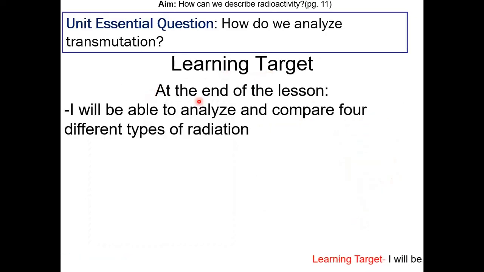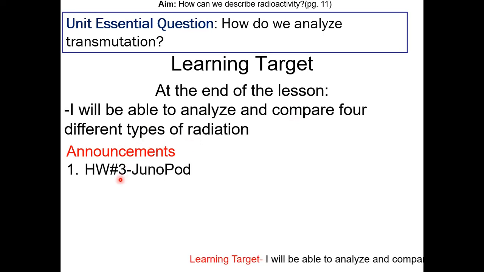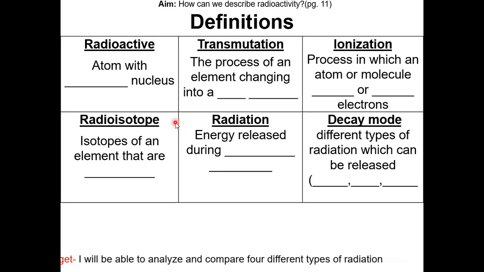Learning target. At the end of the lesson, I'll be able to analyze and compare 4 types of radiation. One will be number 3, which will be a junipod based off this lesson. From the video, you should have a basic understanding of what radiation is. To figure out the definitions of these terms, take a moment to read the paragraph on page 11. Once you finish reading, come back to the video.